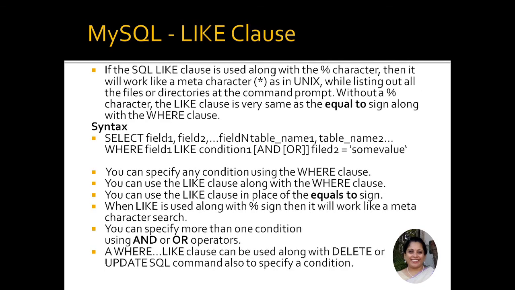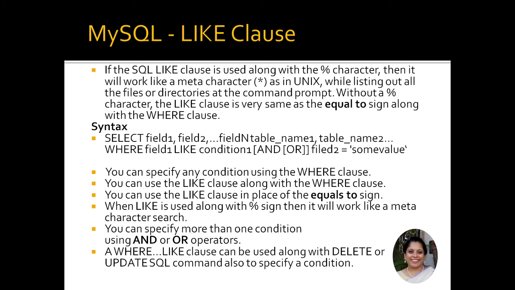Now I have a like clause. Now what is a like clause? It is used along with the % character, or the meta character star as in Unix while listing all the files in the directory. Without a % character, the like clause will be the same as equal to. So if I want all the persons whose name starts with A, but I don't know the full name, here I can write the special character. So let's say select column 1, comma, column 2 from table where like condition 'A%'. So all the names starting with A will be listed to me. This way I use the like clause.